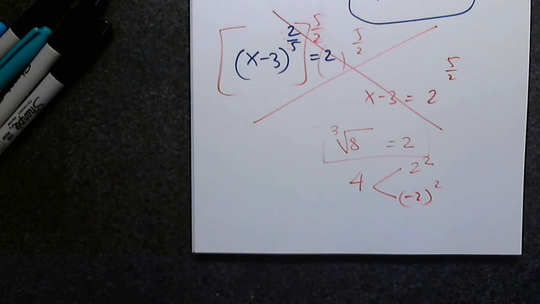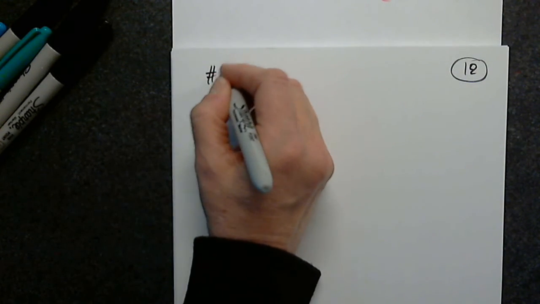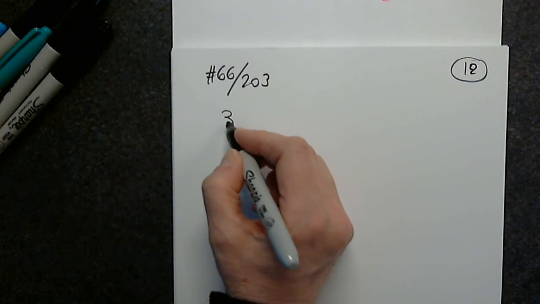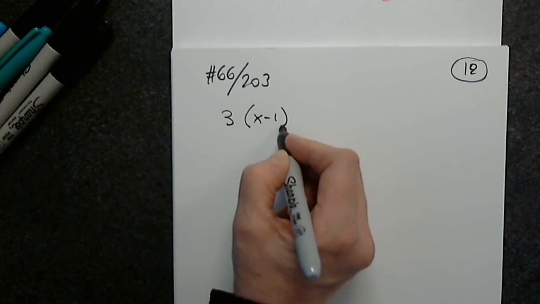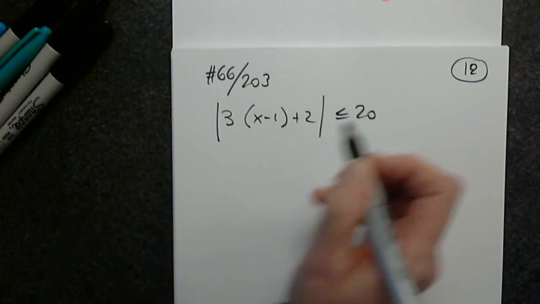Okay, so let's look at an example of those problems, absolute value inequalities. So here's the first one, 66, still on 203. 3, quantity x minus 1 plus 2, absolute value less than or equal to 20.